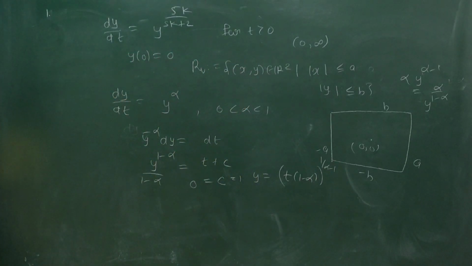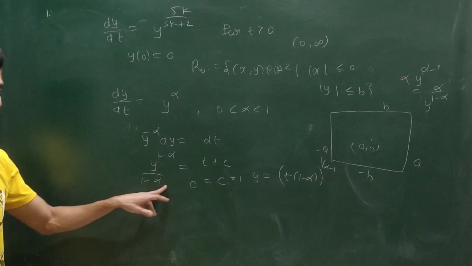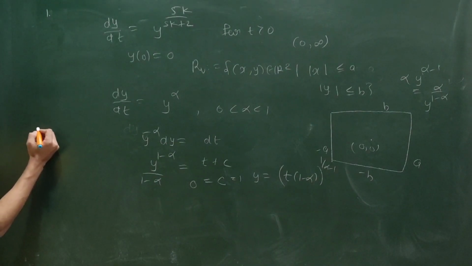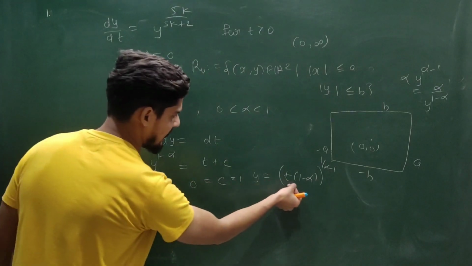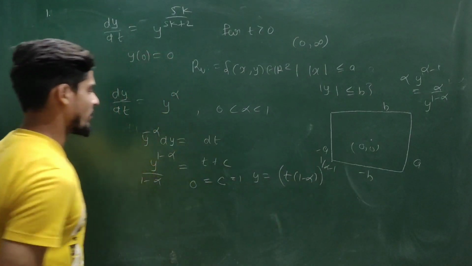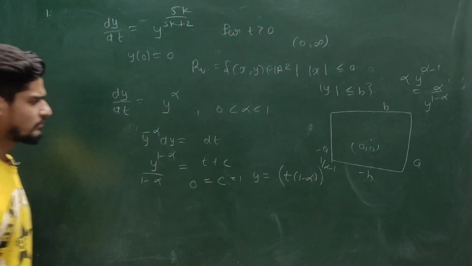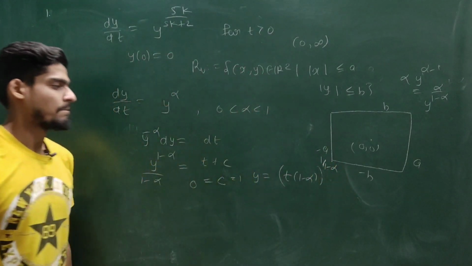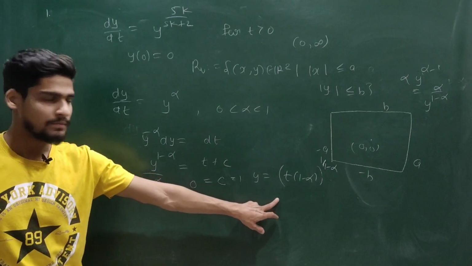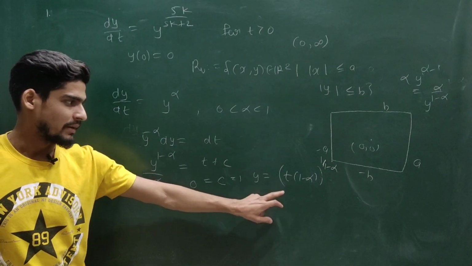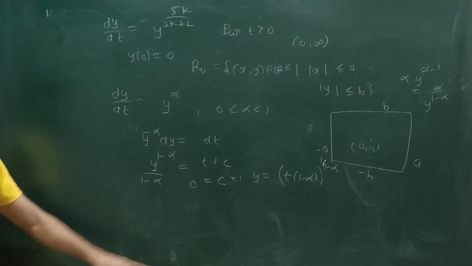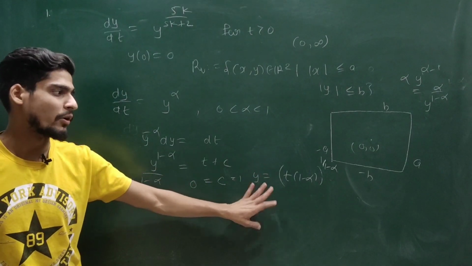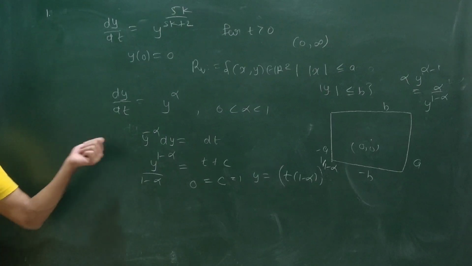You are having this situation. You are getting this point. So this y is equal to t times (1 minus alpha) whole power 1 upon (1 minus alpha). So I am getting one solution. That means the solution exists. Can you give me the guarantee for the uniqueness? No, you cannot give me the guarantee because we do not have any way to ensure the uniqueness.